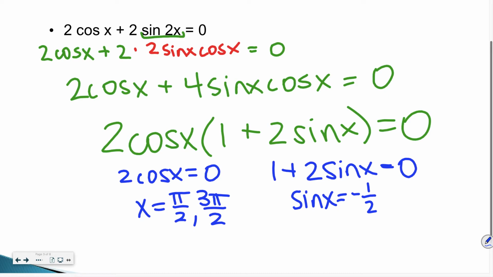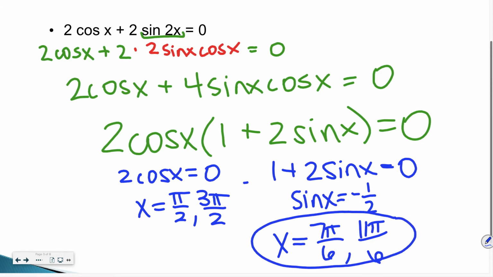And then the sine of x equal to negative 1/2. Think about it. Where does that happen? 7 pi over 6 and 11 pi over 6. So we have 4 solutions for this problem.